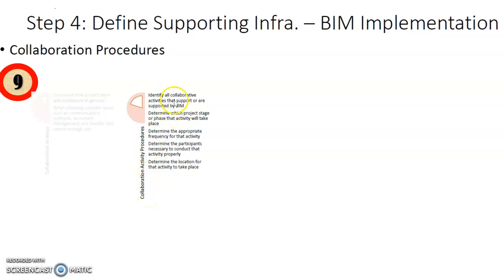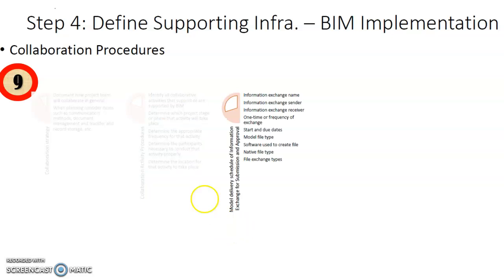Where you identify all collaborative activities that support, or are supported by BIM, determine which project stage or phase that activity will take place, determine the appropriate frequency for that activity, determine the participants necessary to conduct the activity effectively, and determine the location for the activity that is going to take place. You also need to have the model delivery schedule of information exchange for submission and approval.